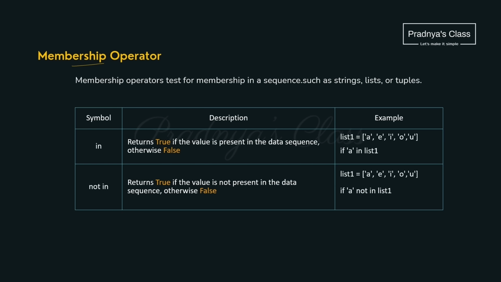It checks the membership of the variable or the constant in the sequence. If it exists, it will return true. If not, it will return false.